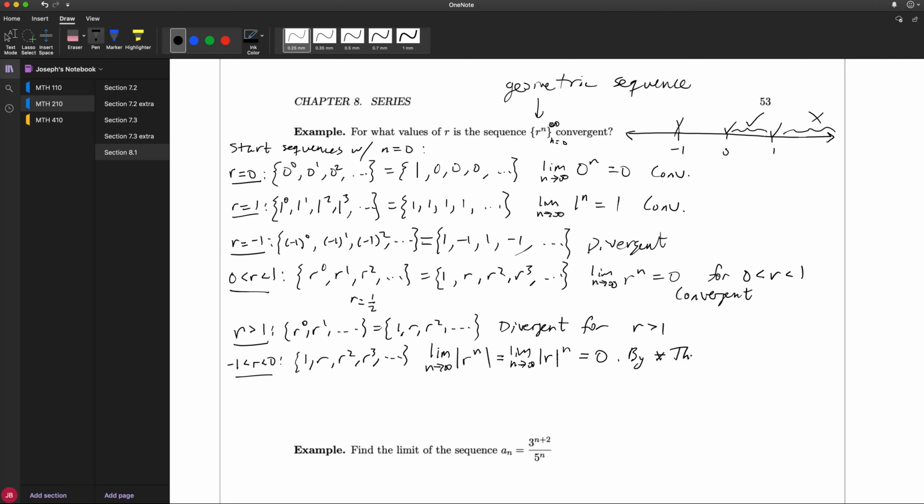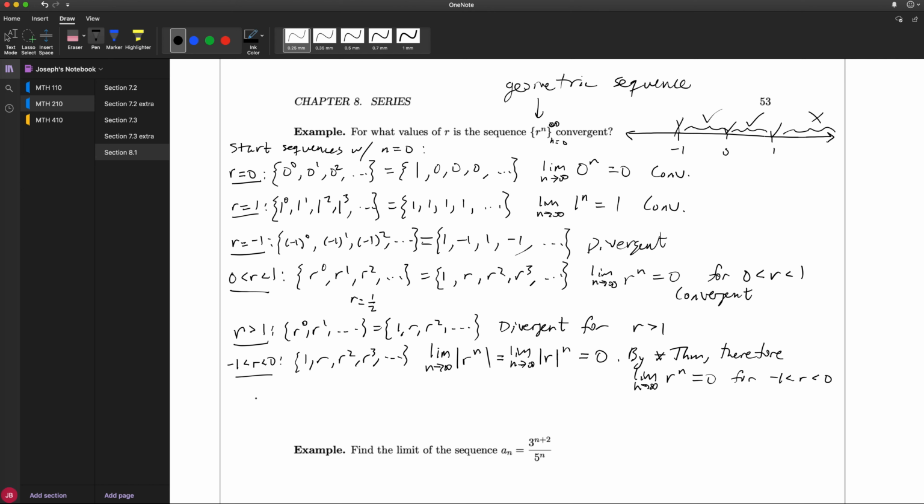we conclude the limit as n goes to infinity of the sequence that I really want, which is this r to the n, also has to equal 0. And this is for -1 less than r less than 0. So in this range here, I also get a check mark.